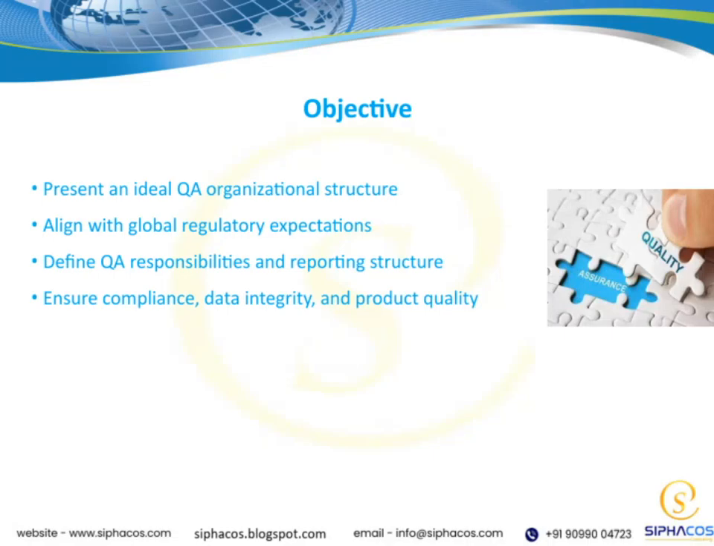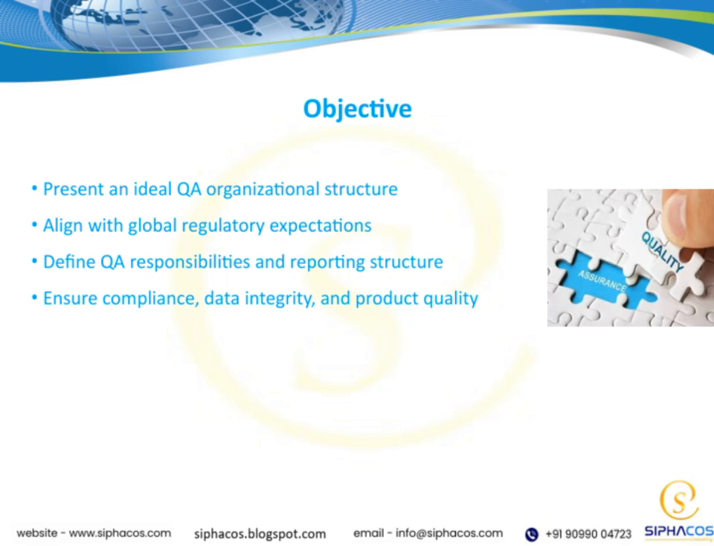Let's take a closer look at what an ideal QA organizational structure should look like. First, it's essential that this structure aligns with global regulatory expectations. This means staying up to date with international standards and ensuring our practices meet or exceed them. Next, we need to clearly define QA responsibilities and establish a solid reporting structure. When everyone knows their roles and how to communicate, it streamlines processes and fosters accountability. Ultimately, the goal is to ensure compliance, maintain data integrity, and deliver high-quality products.